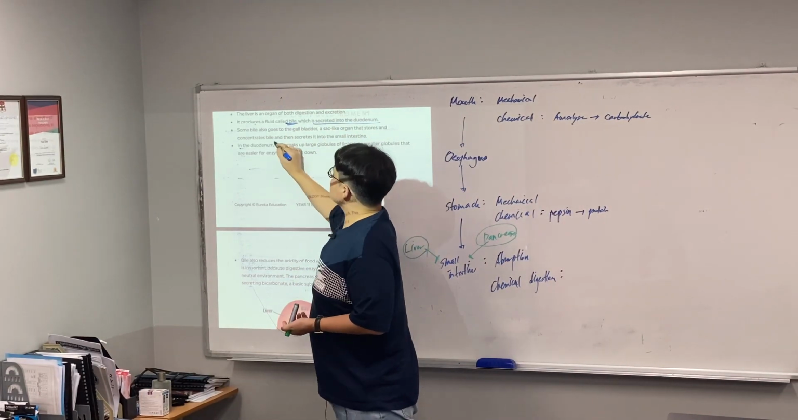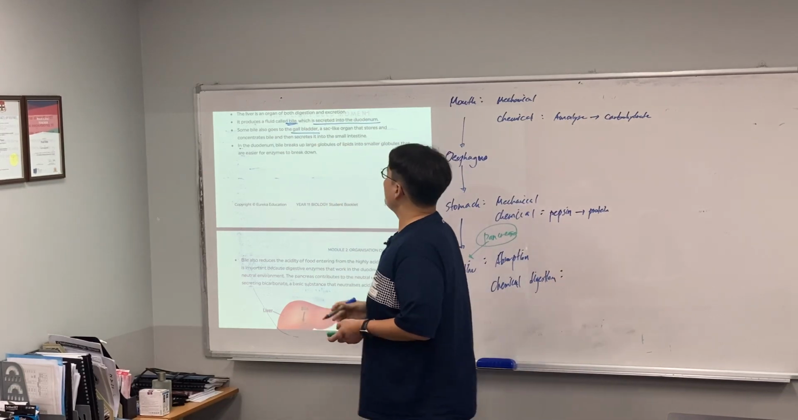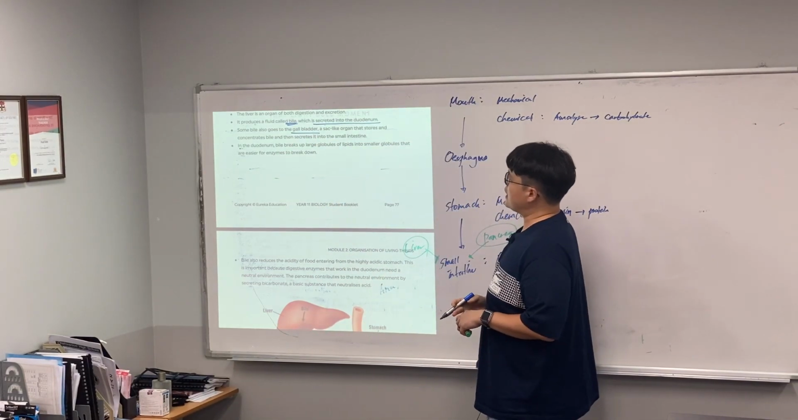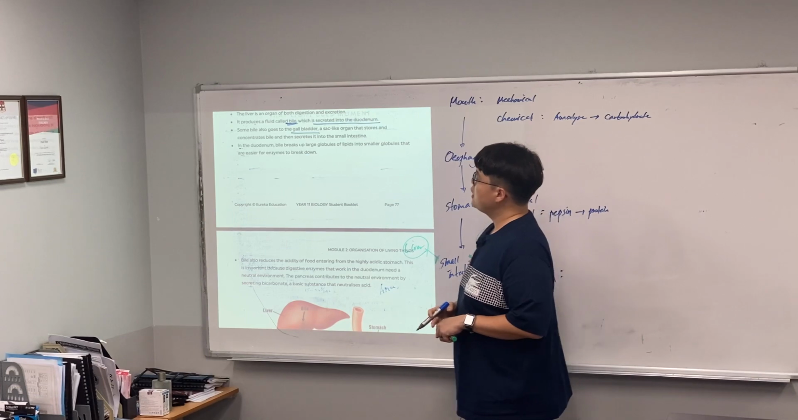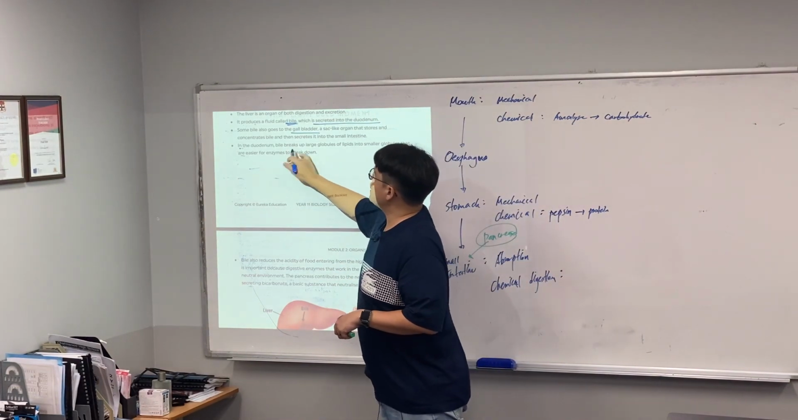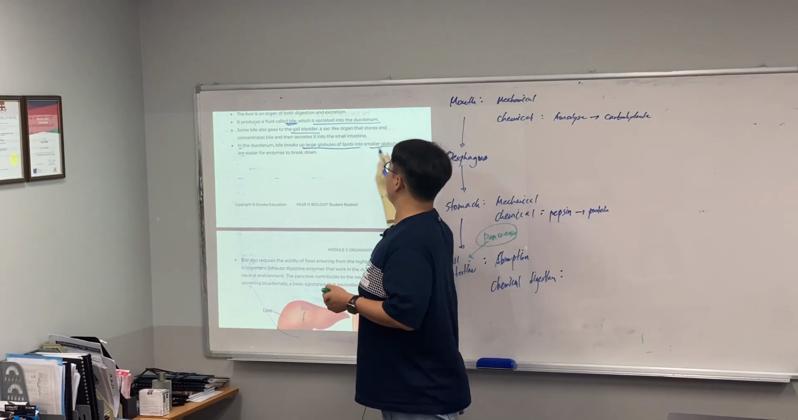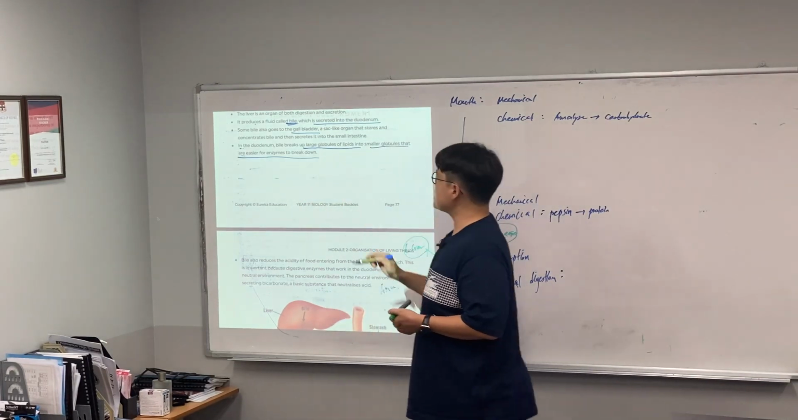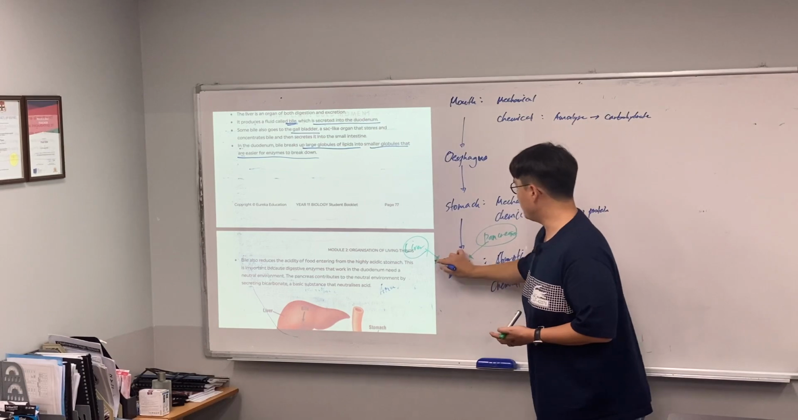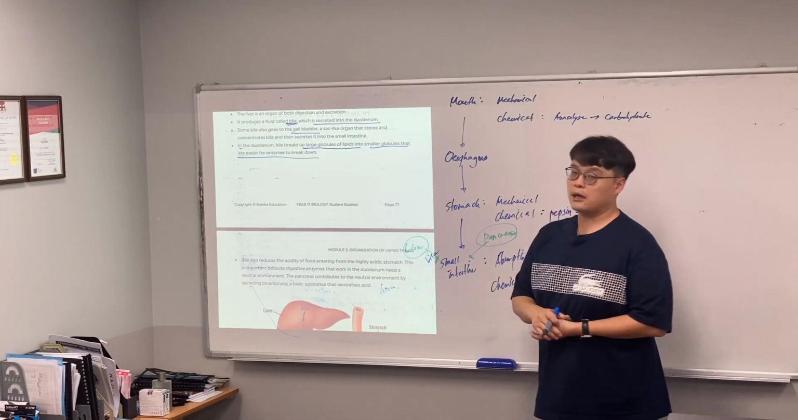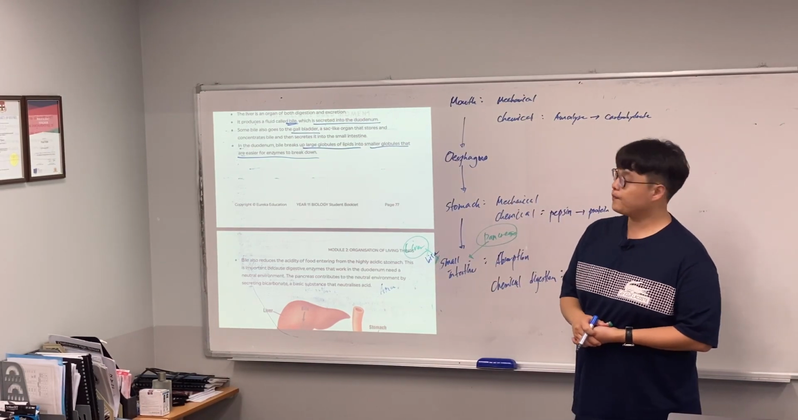Some bile also goes to the gallbladder, the sac-like organ that stores and concentrates bile and secretes it into the small intestine. In the duodenum, bile breaks up large globular lipids into smaller globules that are easier for enzymes to break down. So bile production is one of the main functions of the liver.